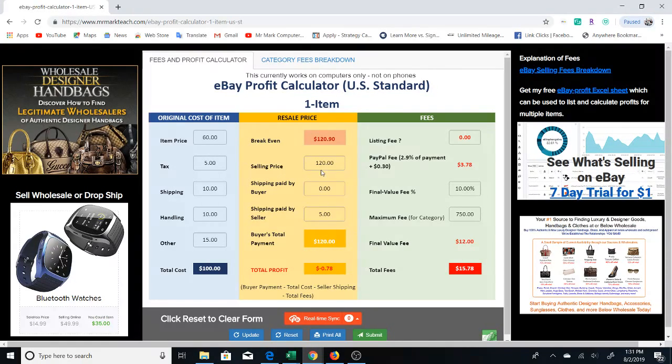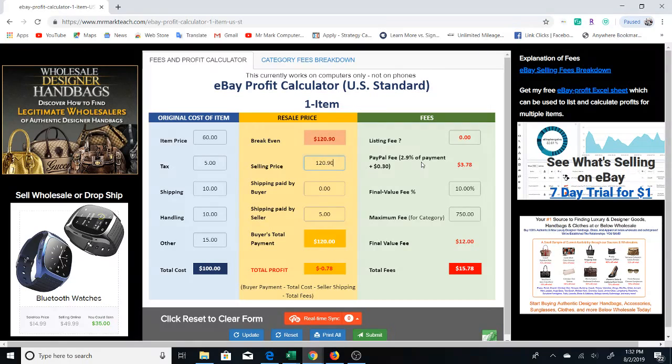So this tells us if I charge $120, I pay $5 shipping, I'm actually losing money. I have negative 78 cents. I'm actually losing 78 cents. Therefore, I know I need to charge a higher price. And that is where the break even comes in so handy. This break even is telling you the minimum price where you will receive zero profit.